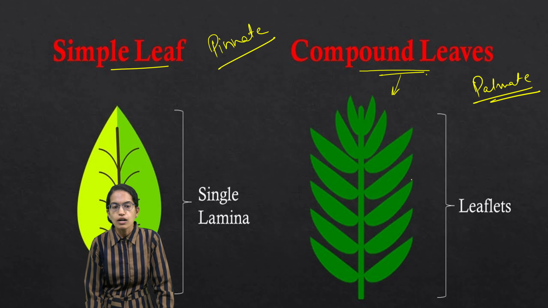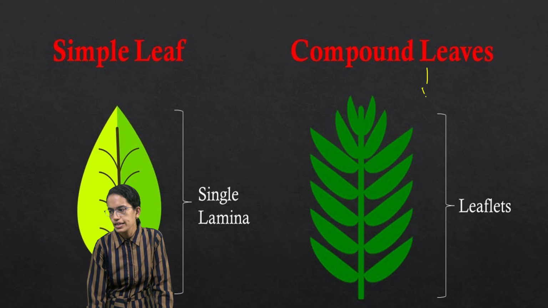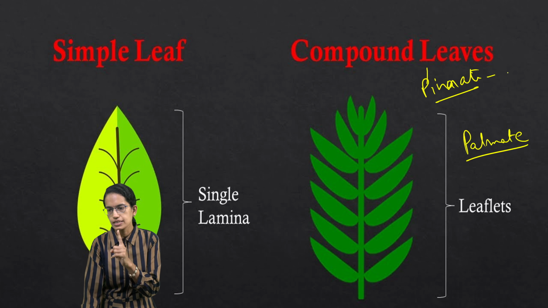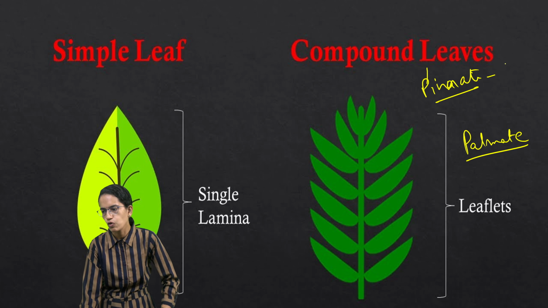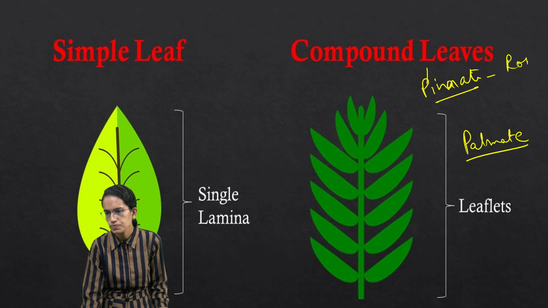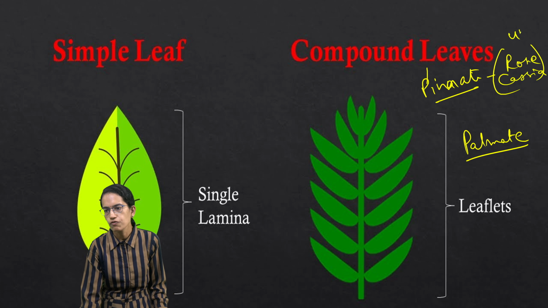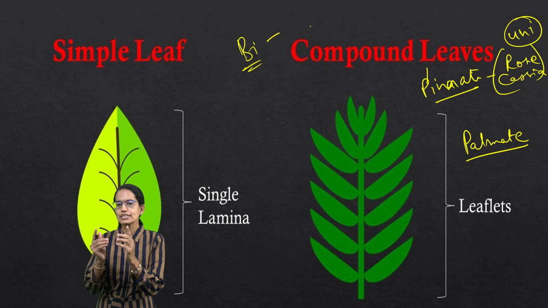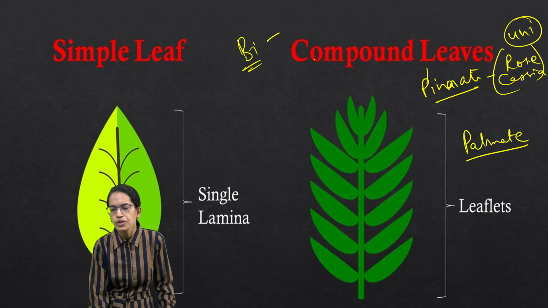So in the compound leaves it could be either pinnate or palmate. Now pinnate can be unipinnate, that means there is just one central rachis that is followed. For example, rose, cassia. So those are examples of unipinnate. Then there is bipinnate leaves where there are two rachis. So one rachis and then secondary rachis for the same. Acacia is a good example.